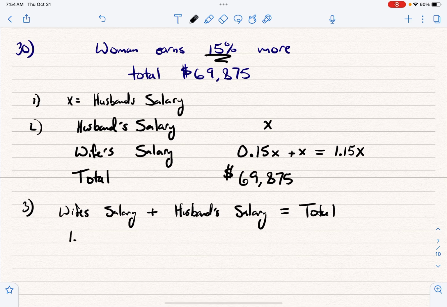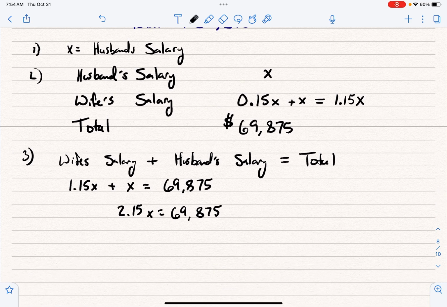Okay, so now let's go ahead and fill in all the blanks. The wife's salary is 1.15X, the husband's salary is X, and the total is $69,875. When I combine these, I get 2.15X is equal to $69,875. And all I have to do at this point is divide both sides by that 2.15. And let's see. All right, sorry, I had a calculator just slightly out of reach for me. 69,875 divided by 2.15, I get that his salary is 32,500.